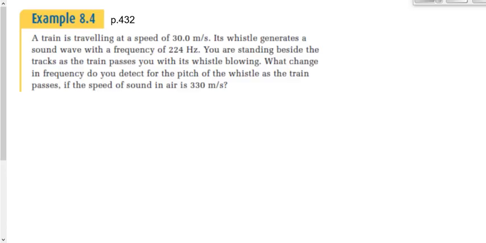If we're looking for the change, we've got to find the final and the initial, and then subtract them, right? All right, let's figure it out. We know that the speed is 30 meters per second. We're going to call that Vs, the speed of the source, because the train that's making the sound is traveling at 30 meters per second. The speed of the wave isn't 30, but the speed of the source is. It generates a frequency of 224 hertz.